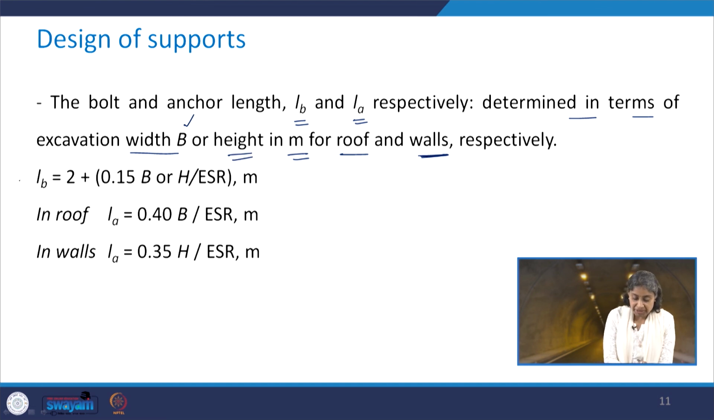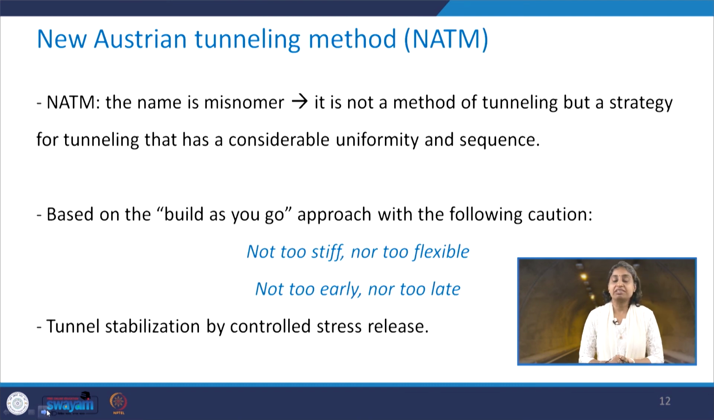So, this LB, which is the bolt length, is equal to 2 plus 0.15 B or H upon ESR, and in roof LA is equal to 0.4 B upon ESR, and in walls LA is equal to 0.35 H upon ESR. So, you see that when we talk in terms of wall, we are dealing with this height H, and in case of roof it is the span B, and all these are in meters. So, this was all about the design of support using the Q system.